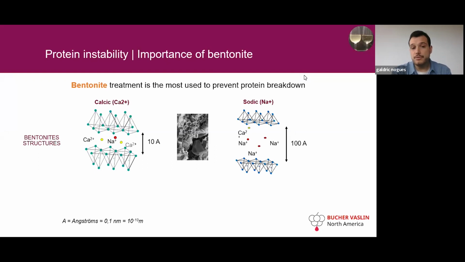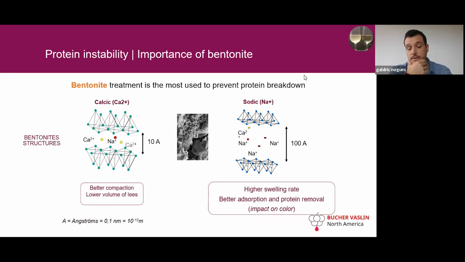Basically, on the market, you have two different types of bentonites, very easy: the calcic and the sodic. And the main difference between these two bentonites is the structure of the layers. If you look at the calcic bentonites, for example, the space in between the layers is about 10 angstrom, which is pretty small. And if you look at the sodic bentonite, the space between the layers is basically 100 angstrom, so 10 times bigger than the calcic bentonite.